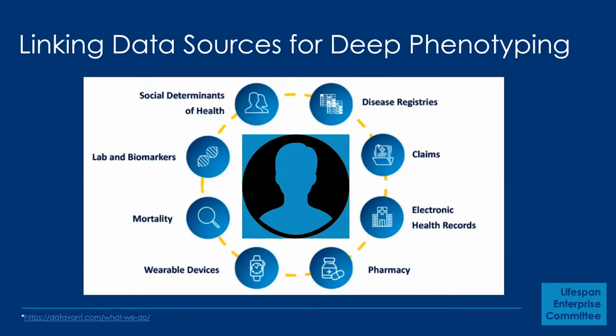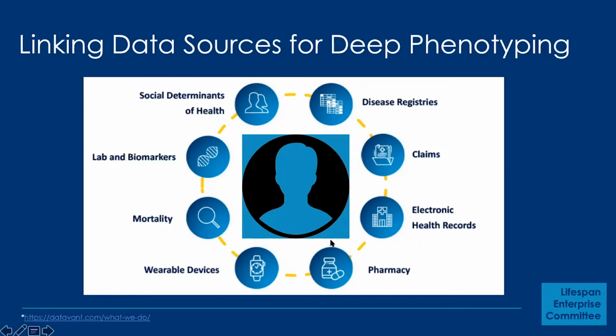And so this is just a subset of a wide variety of information you might be interested in knowing about any single cohort participant. But we can get information from disease registries, claims data, electronic health records data, pharmacy data, wearable devices. We use administrative mortality data, labs, biomarkers, social determinants of health, and there's a wide variety of data sources that we could add to this picture of what each individual's life looks like.